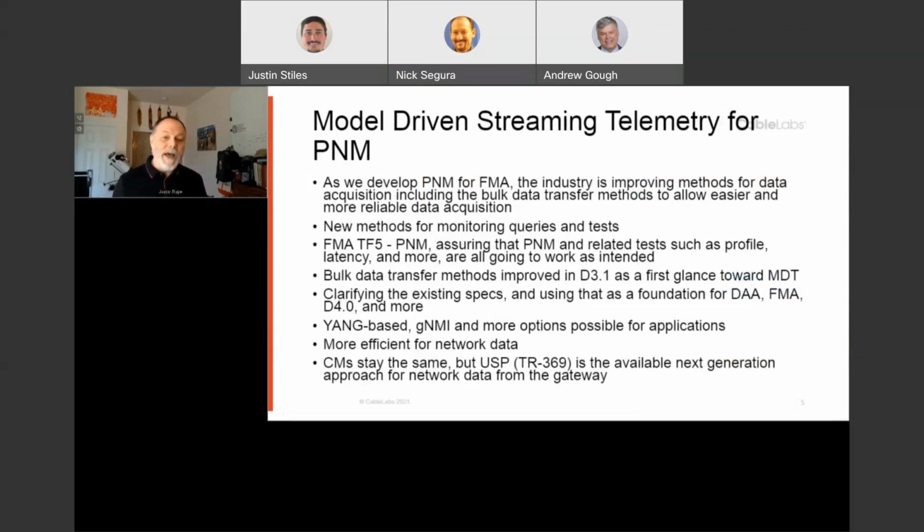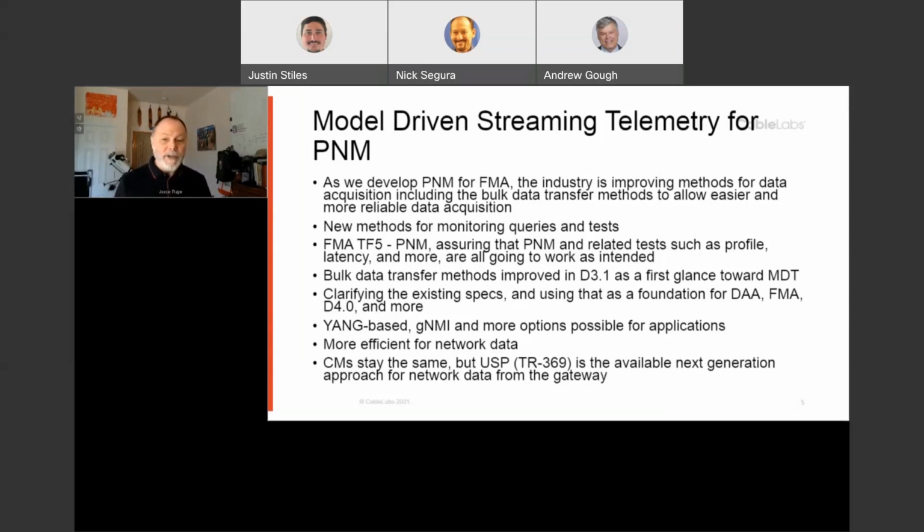So really, it's not just the traditional PNM tests that we often count on, but there's a lot of other telemetry that's going to fold into that decision making. And PNM really is about intelligent decision making, because you're controlling your operations costs, and you want to be very intelligent and smart about that. So as we develop PNM for, say, flexible MAC architecture in the future, we're improving on a lot of the methods for the data acquisition and the bulk data transfer methods to get the data off of those CCAPs.